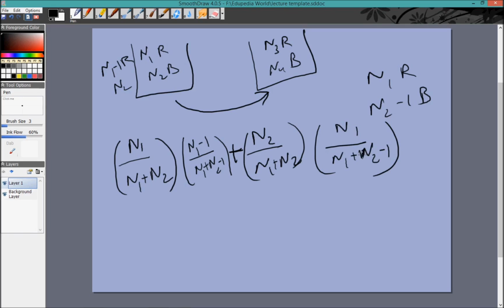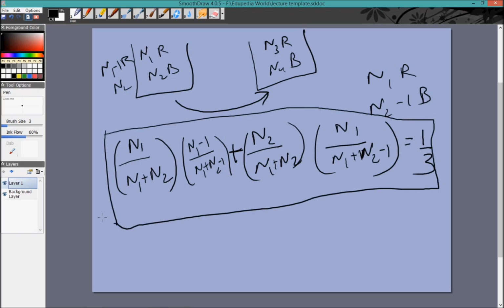We are given that this net probability is equal to 1 by 3. There's no real need to simplify this. You can just try to put in the values given in the options for this, and you will see that this is valid for C and D. So this is my answer. Right.